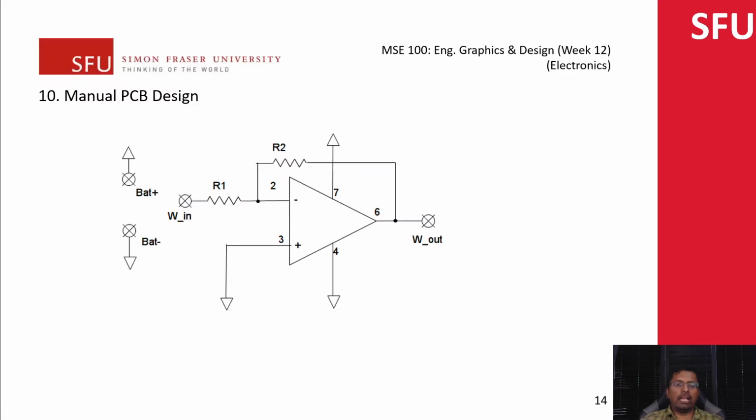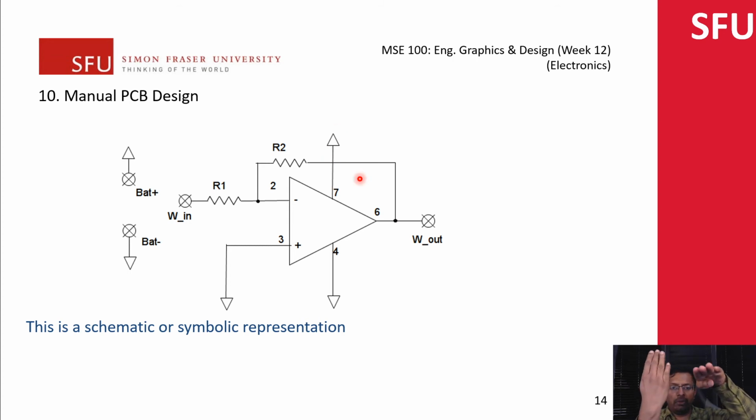Okay, next we're going to look at creating a manual PCB. The figure I've shown here is known as a schematic. These are symbols that we use. Notice that even though the wires are crossing, because I don't have a dot, these are not actually connected to each other. You have a gap in the third dimension.